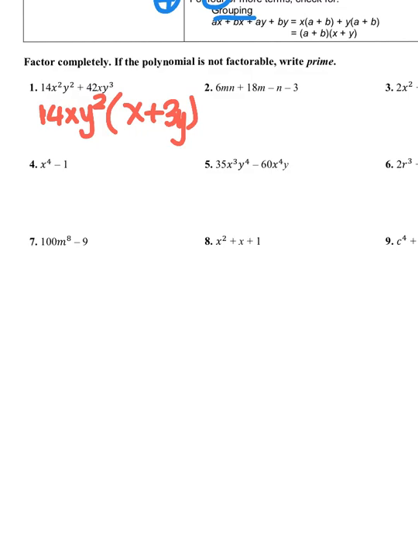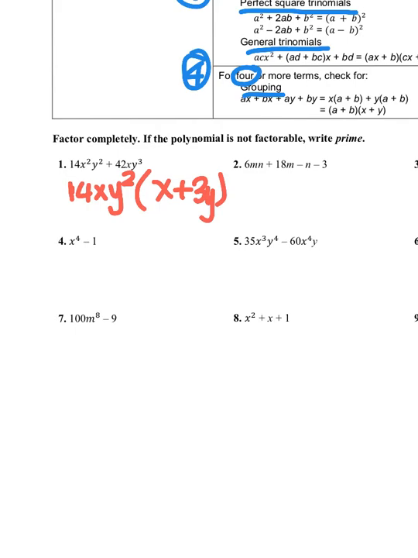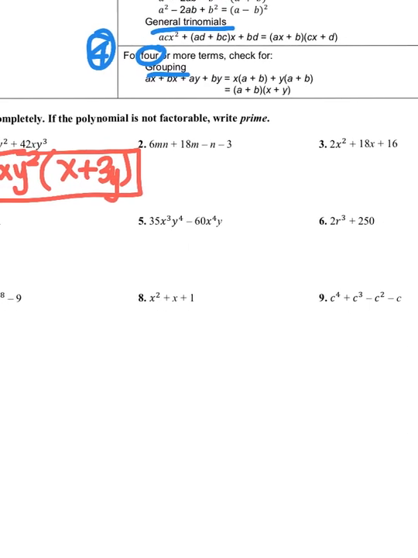Now, looking inside the parentheses, I see that I cannot use any of my binomial factoring strategies. It's not a difference of perfect squares, it's not a sum or difference of two cubes, so this is going to be my final answer. It's not asking us to solve yet, so that's why that is my final answer. I don't have an actual solution for x. I'm just asked to factor. Okay, let's try number two.